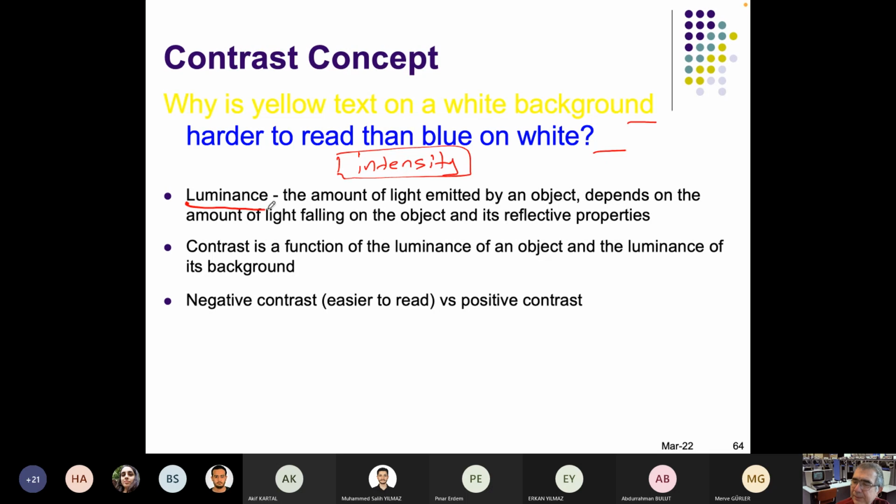One is the luminance. Luminance is actually related to intensity. So the amount of light emitted by the object or from the screen depends on the amount of light falling on the object and its reflective properties. If it's a real-life object, obviously it has to be illuminated unless it's a light source. Therefore, it depends on the color and tone of the shade of the object. Contrast is a connected function of the luminance.